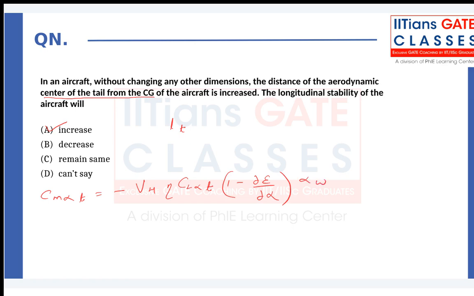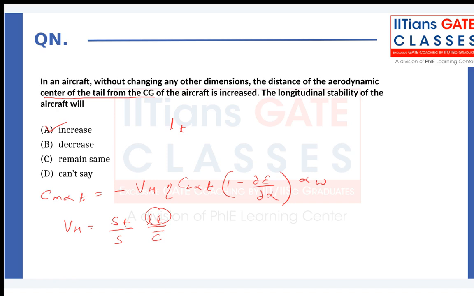Yeah. So where do we find LT here? In the VH term, right? So VH is ST by S, LT by C bar. So now when this LT increases, the entire term becomes more negative. When it becomes more negative, it means that the aircraft is more longitudinally stable. So the right answer is it increases.